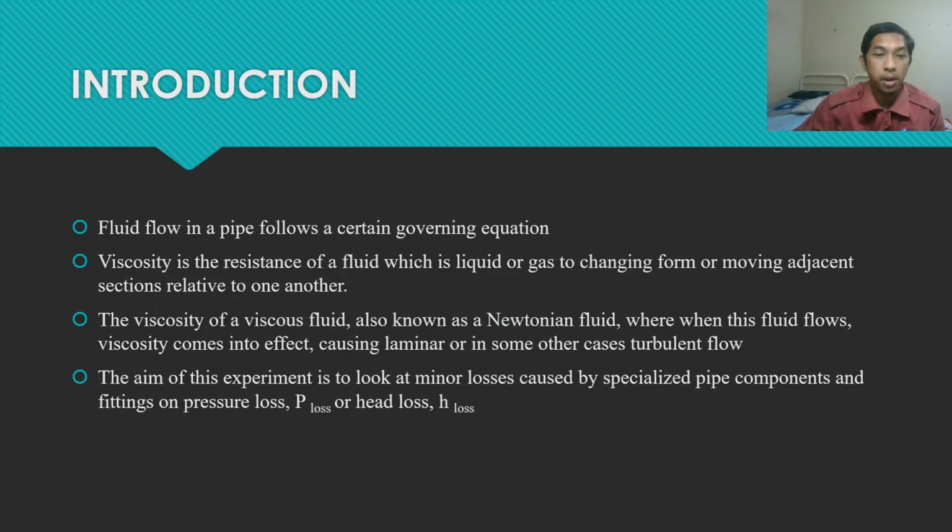Fluid flow in a pipeline follows a certain governing equation. Viscosity is the resistance of a fluid, which is liquid or gas, to change from a moving adjacent section relative to one another. A viscous flow, also known as a Newtonian fluid, is where, when the fluid flows, viscosity comes into effect, causing laminar or sometimes turbulent flow. The aim of the experiment is to look at minor losses caused by specialized pipe components and fittings on the pressure loss or head loss.